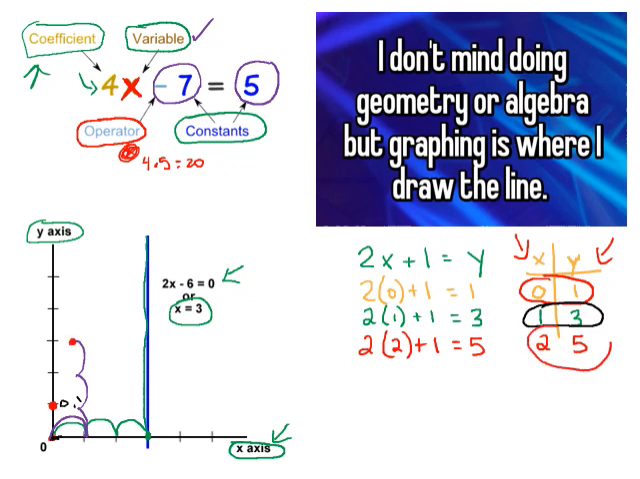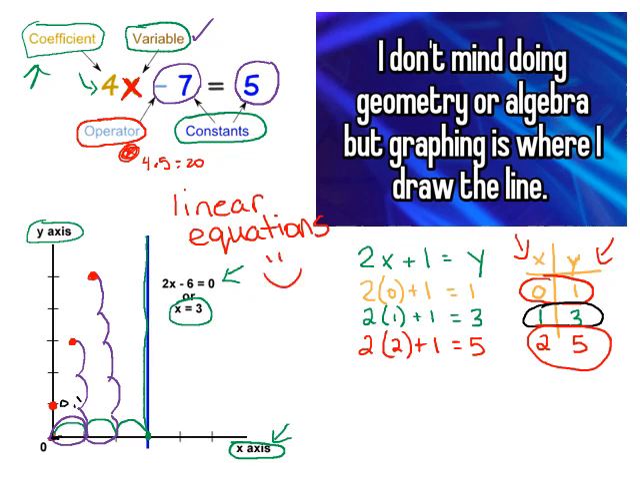And just for fun, we'll do this last plotted point, and it says 2, 5. So we're going 2 on the x-axis, and 1, 2, 3, 4, 5 on the y. Do you notice anything suspicious about my red dots? They make a line, and that's why these are called linear equations. Okay, so we'll see how good my drawing is here. Oh yeah, look at that, straight as an arrow.